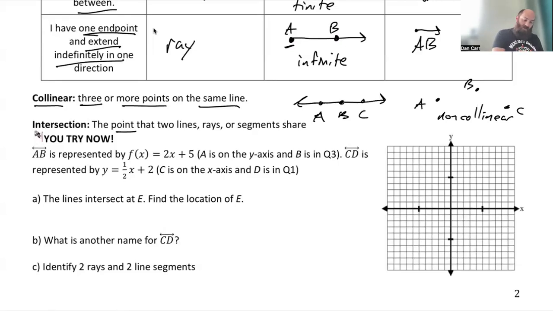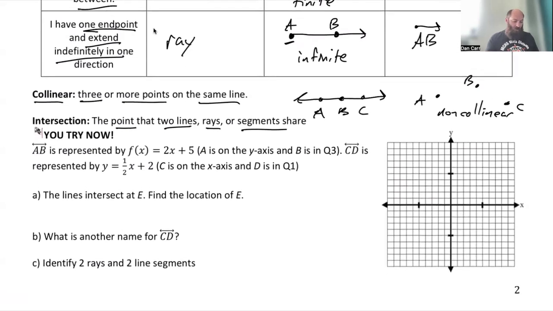Intersection is the point that two lines, rays, or segments share. So anytime I have something crossing each other and they share a point, that is an intersection. For your try now, let's go ahead and do this together real quick. If AB is represented by this function, 2x plus 5, that starts up here at a positive 5, and then up 2 to the right 1, up 2 to the right 1, down 2 left 1, down 2 left 1. There's my graph using my slope and y-intercept.